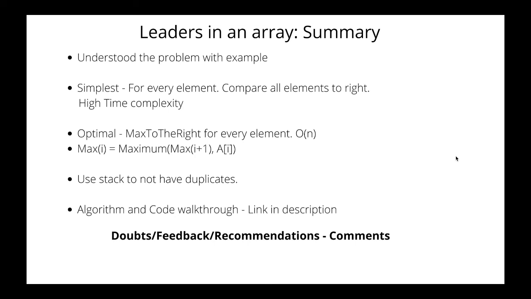To optimize, we kept an array where we stored all max elements to the right for every position. And this we could do in big O of n time. How? We use this formula that max at position i will be maximum of two numbers, either the max at position i plus 1 or A[i] itself. Max at position i plus 1 would denote all the maximum element among all the elements to its right, including itself.